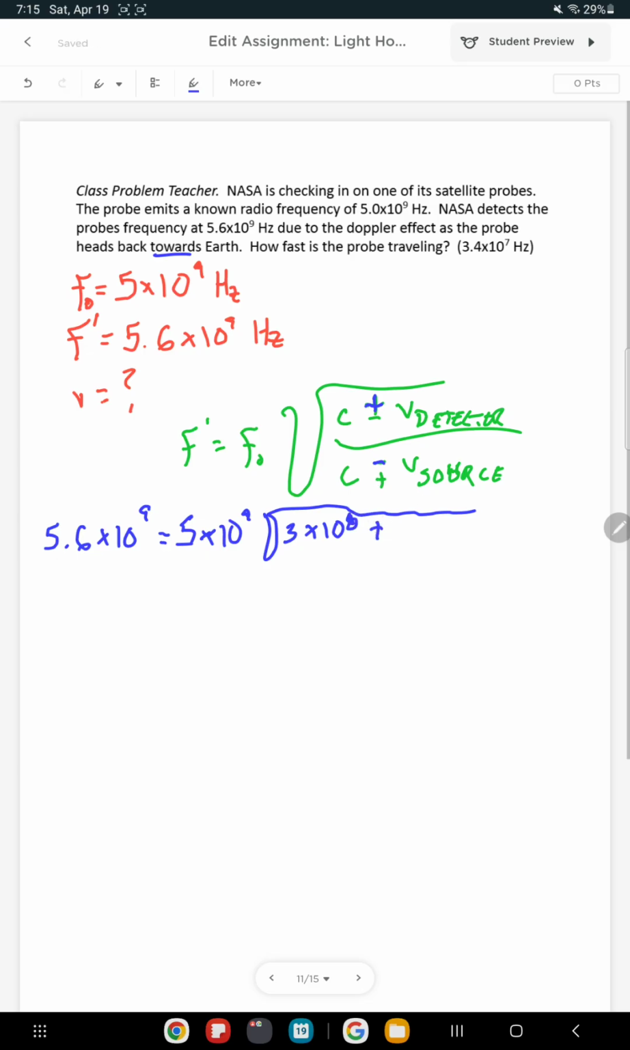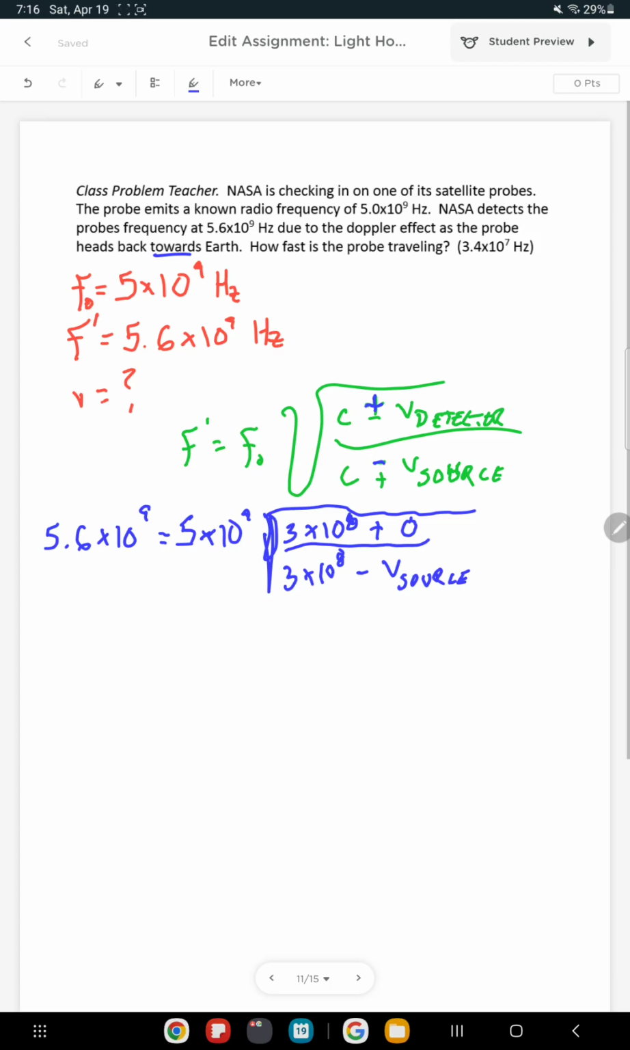Plus, well, the detector is us. We're going to do everything in relative speeds, so we can just zero out the Earth. Even though it is moving, we're going to say it's not moving, and then that gives us the probe speed compared to the Earth. So we make the detector 0, and you can always do that. It doesn't have to be the Earth. Over 3 times 10 to the 8th. Sorry, this square root side goes all the way down to here. Minus the velocity of the source, which is what we're looking for, the probe.